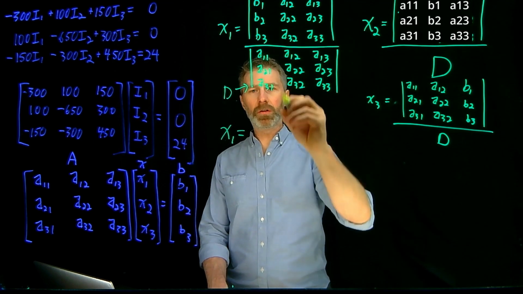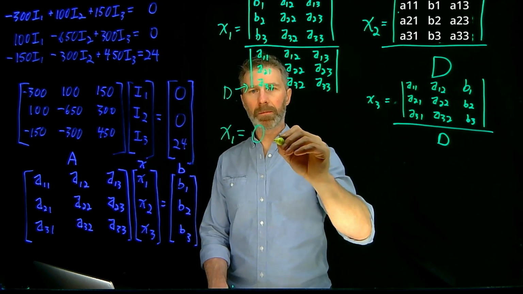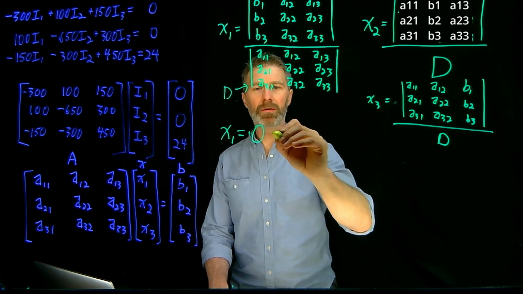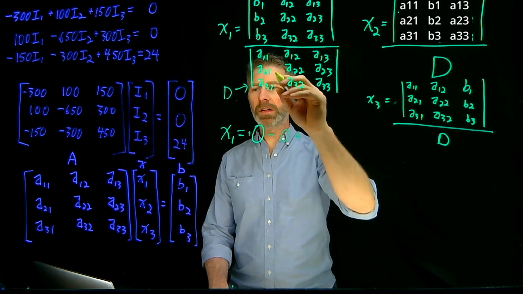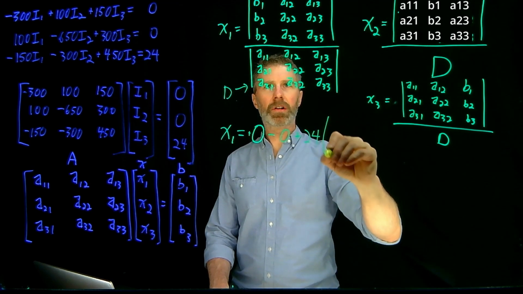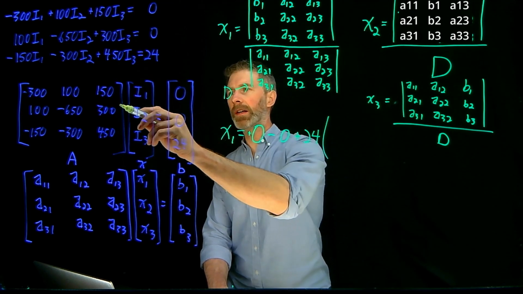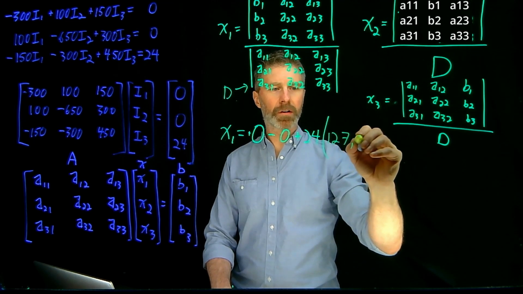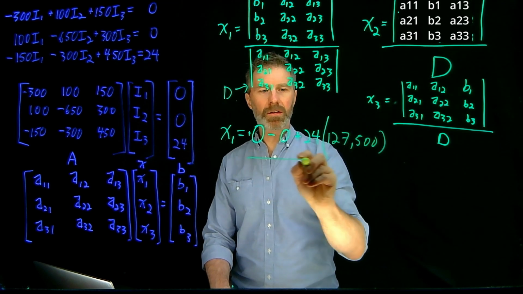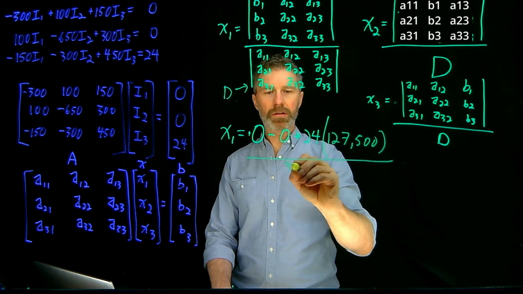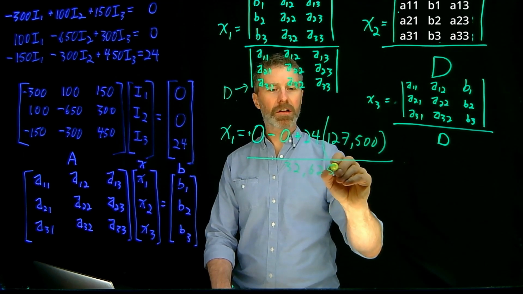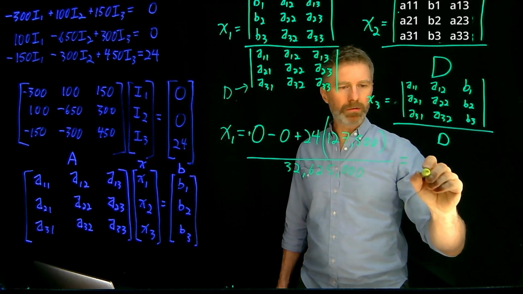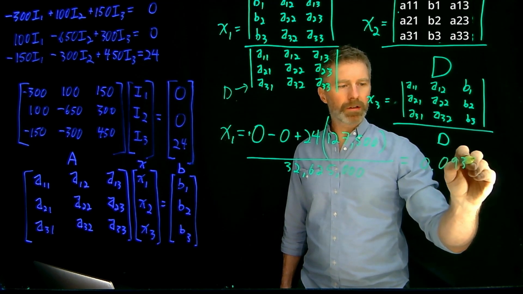So b1 and b2 are both 0, so that's going to be 0. This is going to be a positive 0, because it's in the first column, first row, minus 0, plus b3, which is 24, times the determinant of these 4 values, so that's these values. And that works out to 127,500. And this is all divided by that D, which is 32,625,000. And that works out to 0.0938 amps.